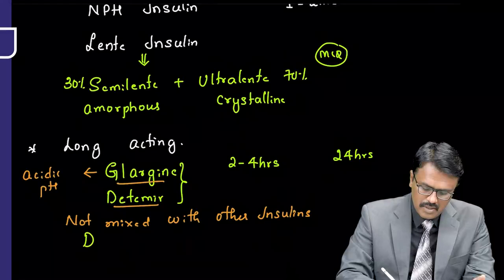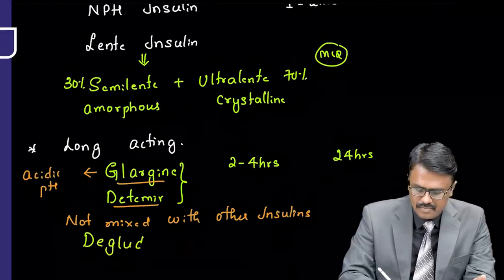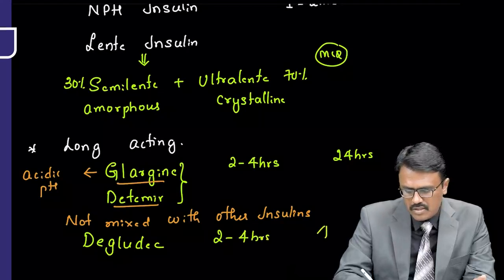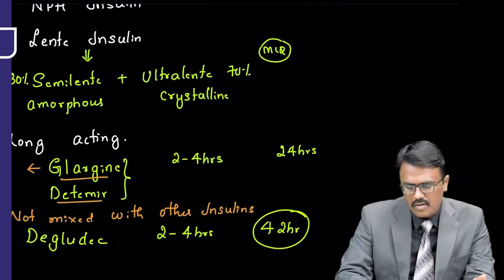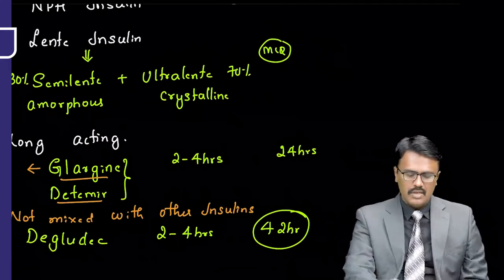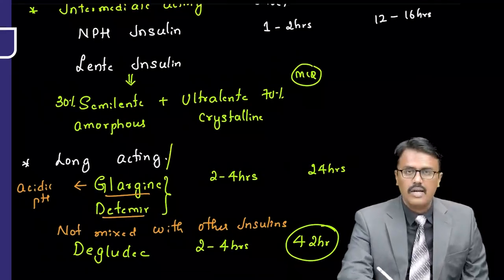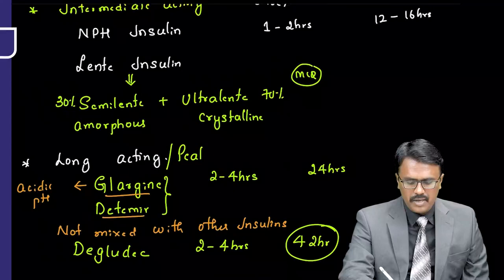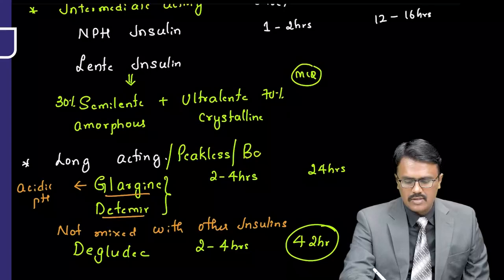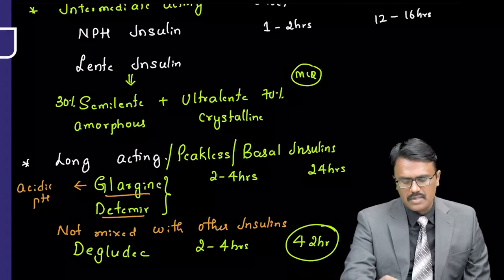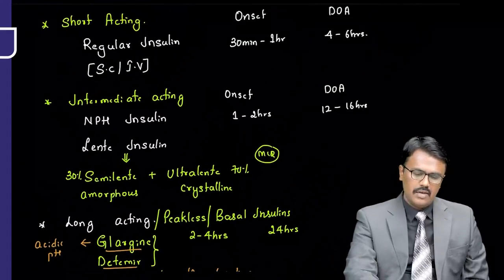The longest acting insulin we have is by the name degludec. It also has an onset of 2 to 4 hours, but the duration of action is around 42 hours, and that's the specialty of that. Longer acting insulins are also called peakless insulins. They don't peak. Or they are also called basal insulins.